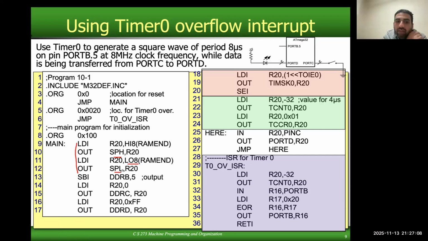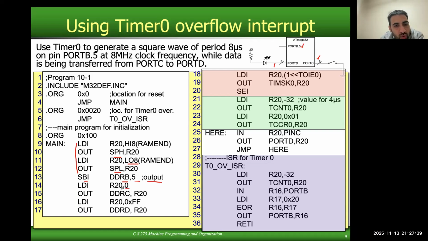Okay. After that, remember we wanted to use port B.5 as output. So we are configuring it in the output mode by setting the bit at index 5 of the DDR-B register, right? And then we are going to configure these ports. So we are first configuring port C.